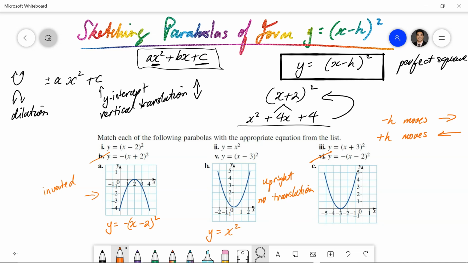And the third one, we can see that it has moved to the left 3 units.